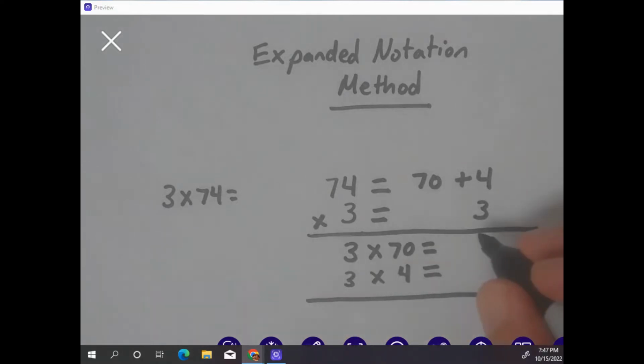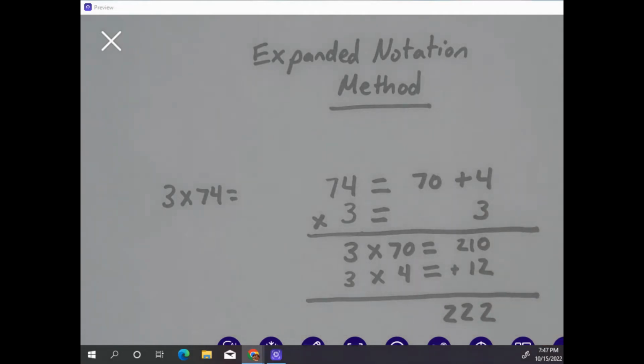3 times 7 is 21, and I can add the 0. 3 times 4 is 12. I'm going to line these up because this line is going to work as our spot where we can just add these two sums together to get our answer. And it's going to turn into the exact same answer for the problem we did earlier. So 3 times 74 is 222. It's the exact same answer using the expanded notation and using the place value.